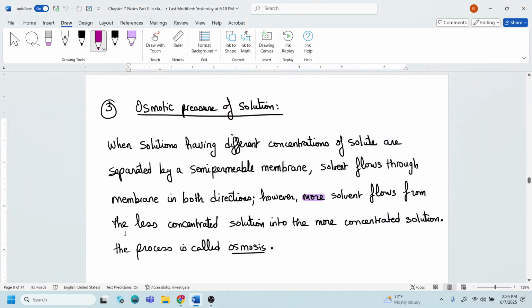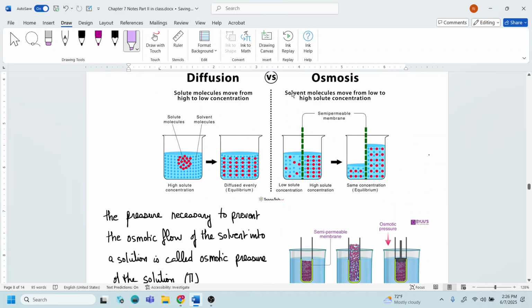The last colligative property we want to discuss is the osmotic pressure. If we have two solutions separated by a semi-permeable membrane, one solution has a low concentration of solute, and the other solution has a high concentration of solute. What's going to happen is that solvent is going to flow through the semi-permeable membrane from the more solvent to the less solvent. And this process is called osmosis.